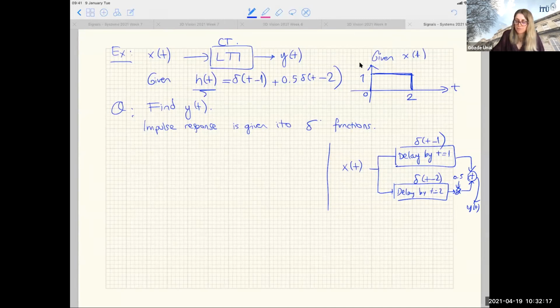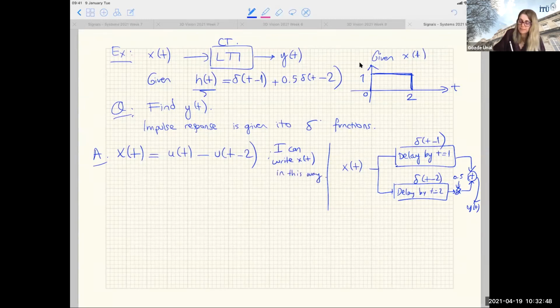So now, what is x of t? If I were you, I would go for writing x of t in terms of step functions, two step functions, that is u of t minus u of t minus 2, right? Can you see that? So I can write x of t in this way.